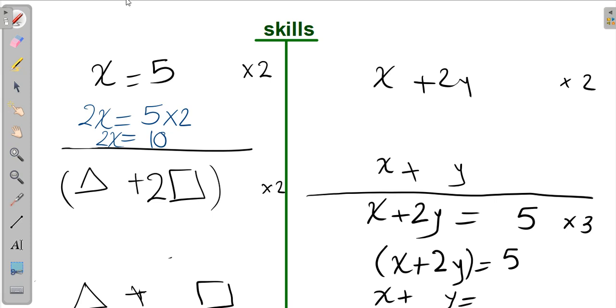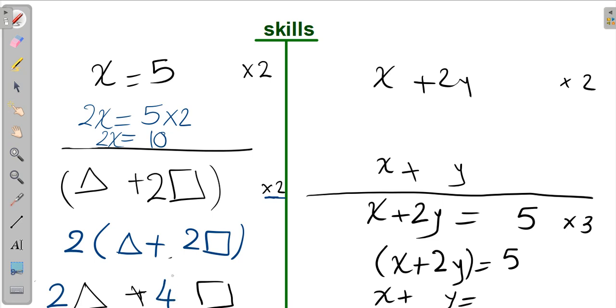Now if we have a box and this box contains a triangle plus 2 squares, and I ask you to get 2 of this box, then you have 2 times the triangle plus 2 squares, all multiplied by 2. Then simply you have only 2 triangles and 4 squares, because one box contains a triangle and 2 squares. If you have 2 boxes, you have 2 triangles and 4 squares.